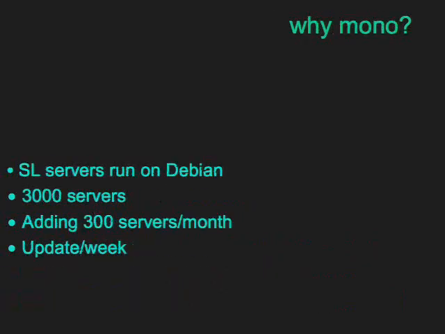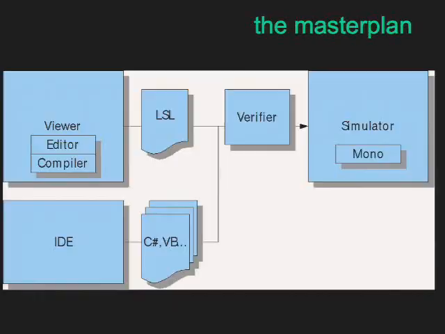So why do we come to Mono? Well, all our servers run on Debian. We've got maybe 3,000 CPUs, and we're adding about 300 CPUs a month, and we update every week. So we want to be able to go splat, 3,000 new processes all running our updated code.